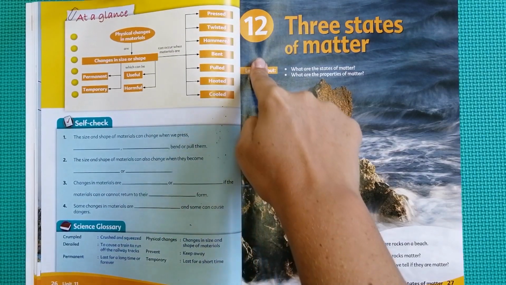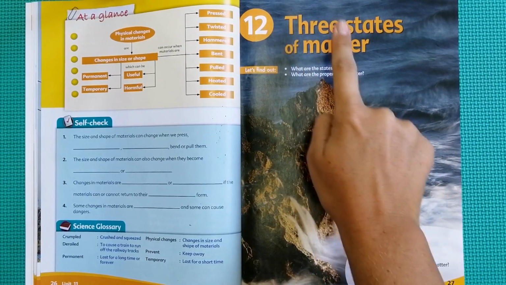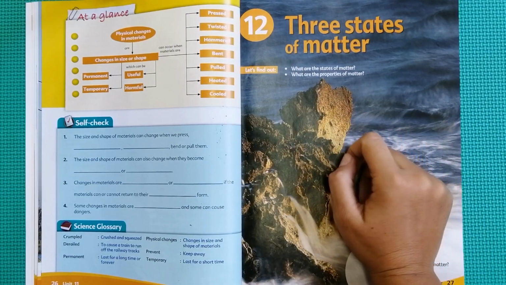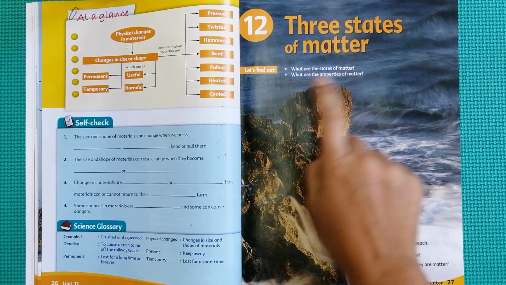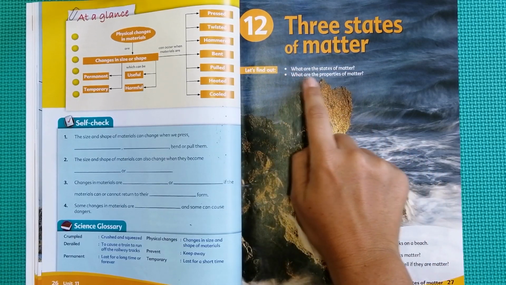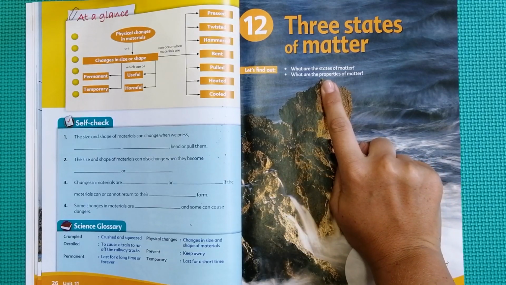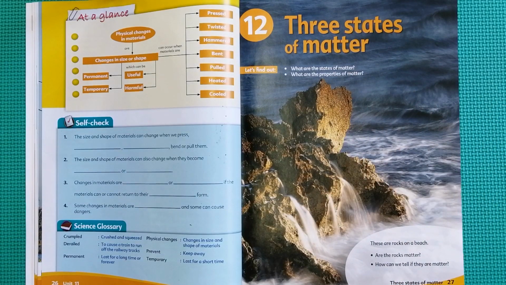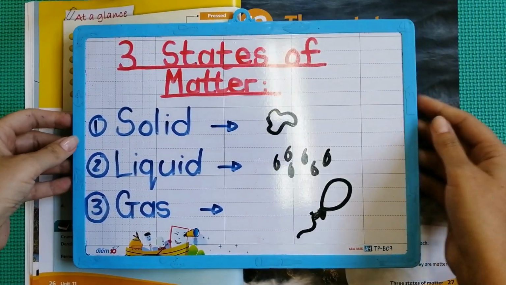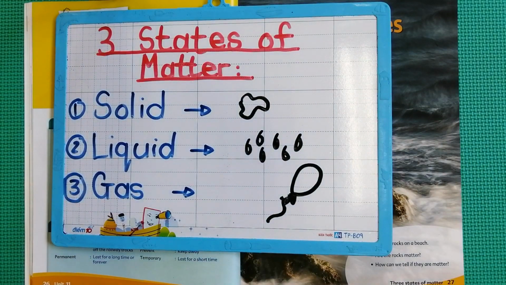Chapter 12 for science, we will be discussing the three states of matter. In this chapter, we will cover what the states of matter are, and we will also cover the properties of matter. Properties meaning the characteristics or the special things of matter. Before we begin, I want to show you that there are three states of matter and what they are.